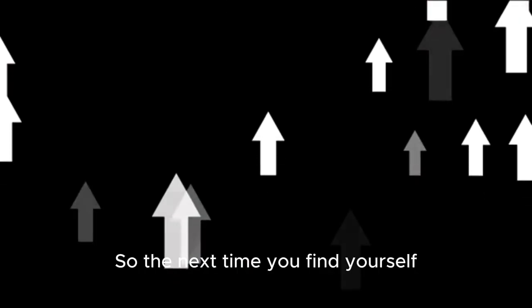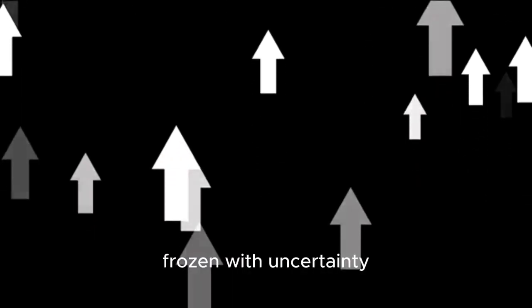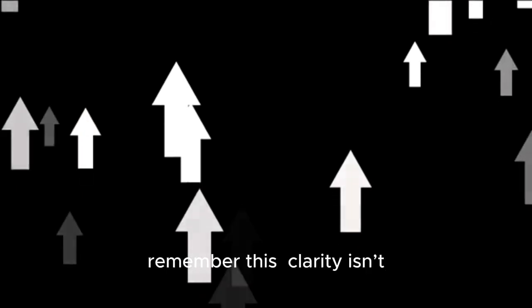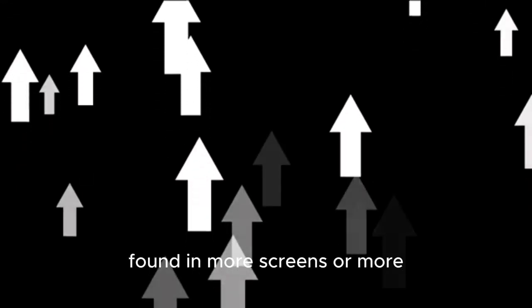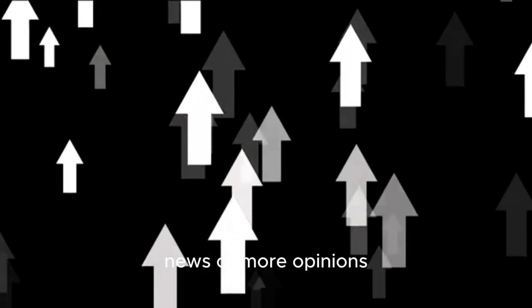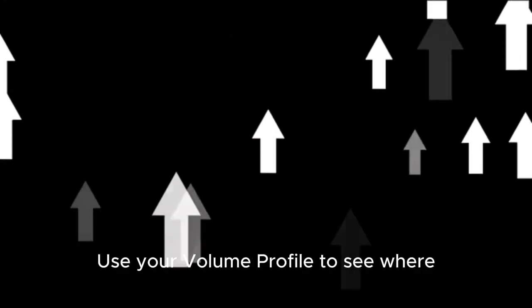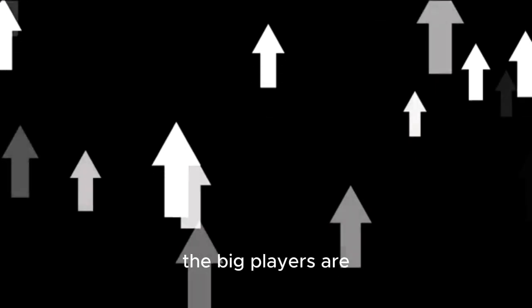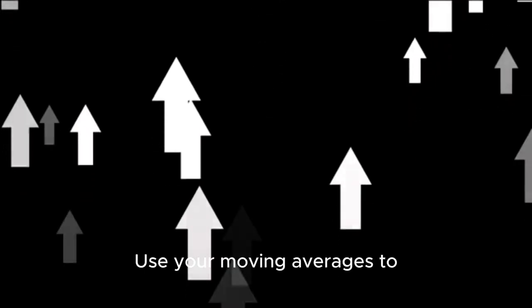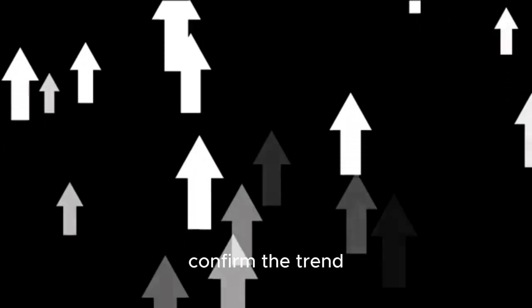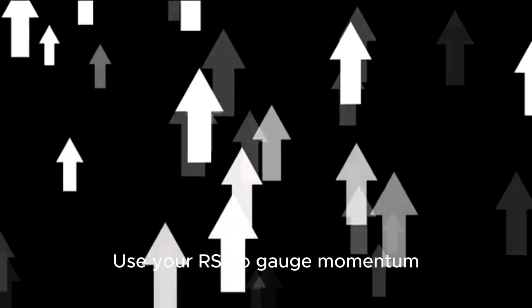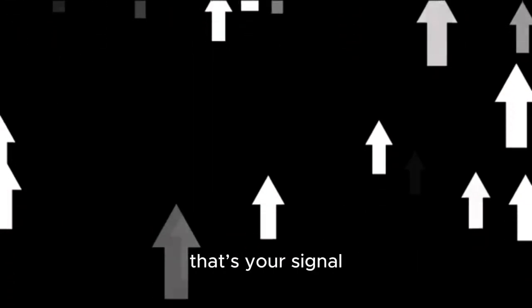So the next time you find yourself staring at a flag setup frozen with uncertainty, remember this. Clarity isn't found in more screens, or more news, or more opinions. It's found in simplicity, in focusing on what matters. Use your volume profile to see where the big players are. Use your moving averages to confirm the trend. Use your RSI to gauge momentum. And when they all point in the same direction, that's your signal.